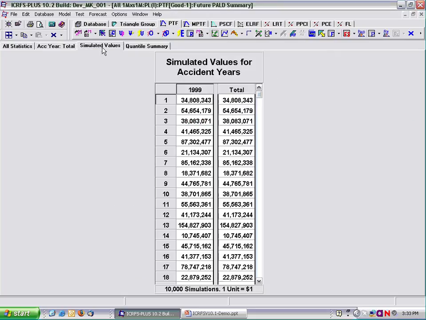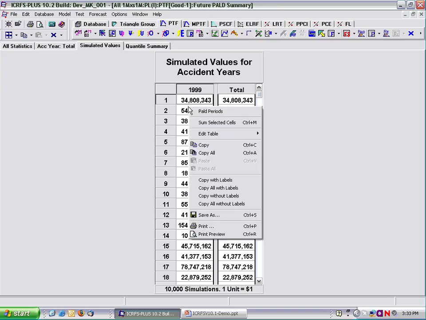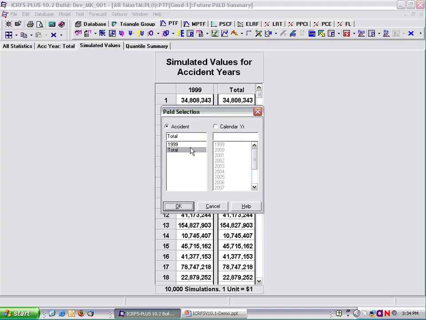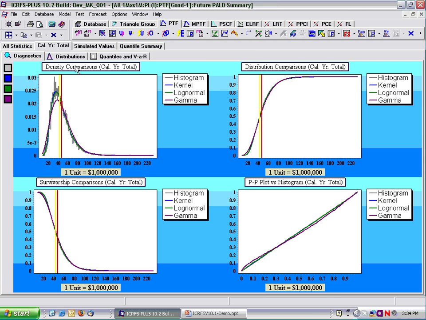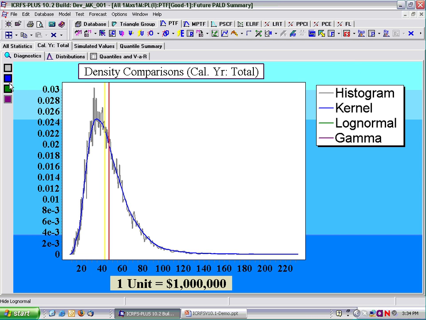Let's look at the simulated values by exit in Cube, and now let's look at the simulated values by calendar years. Each calendar year only has one cell. And now let's look at the distribution of the 10,000 values for the total that has a mean of 47 million and standard deviation. You notice the numbers on the right of the mean, represented by the red line, are much further away from the red line, but those numbers are less.